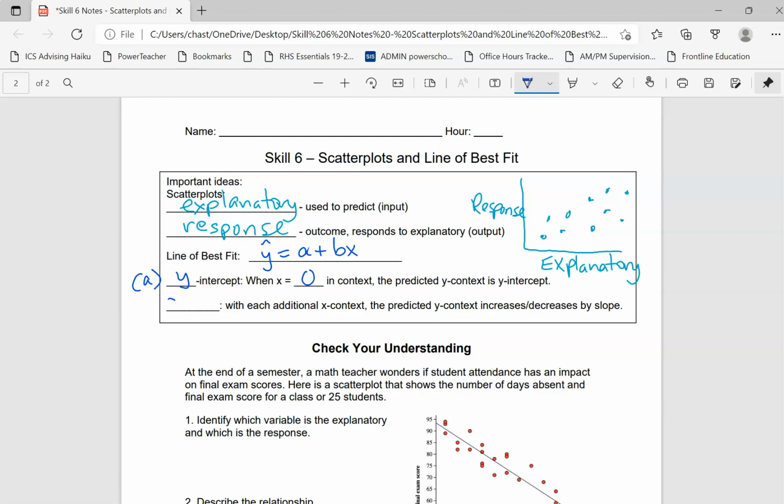Okay, and then you have slope. Slope is going to be the b value, with each additional x context. So as my x goes up a value, the predicted y context variable increases or decreases by whatever the slope is. Okay, so let's check our understanding.